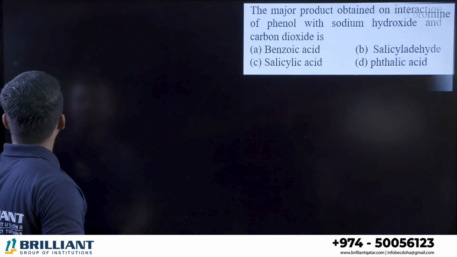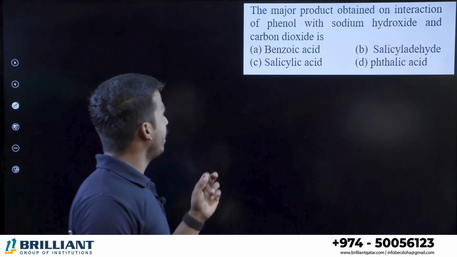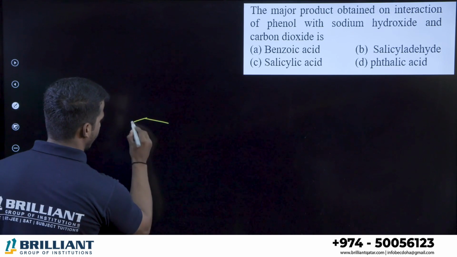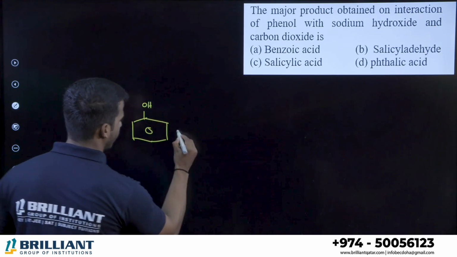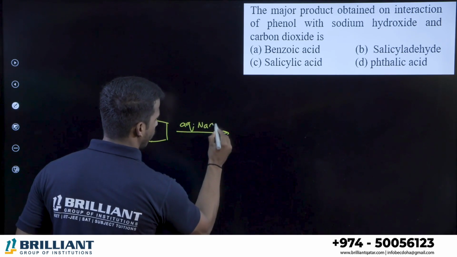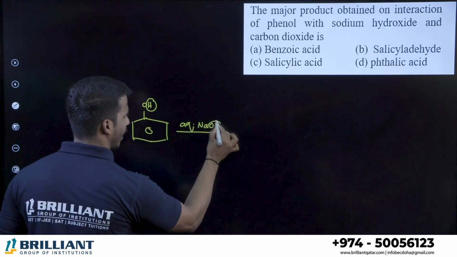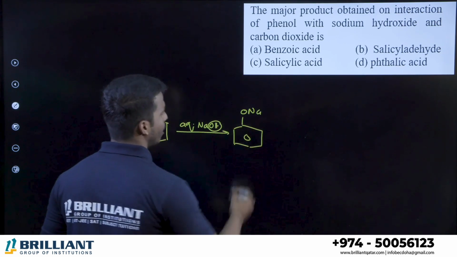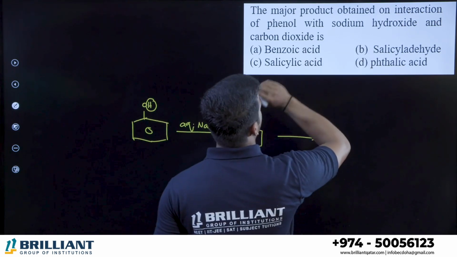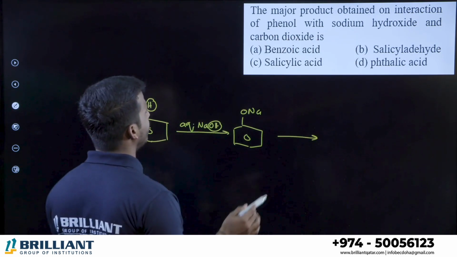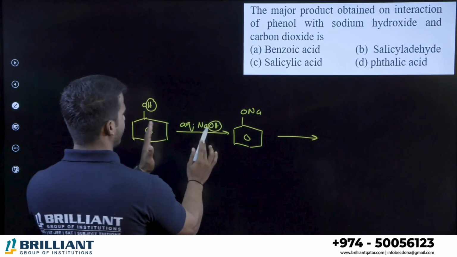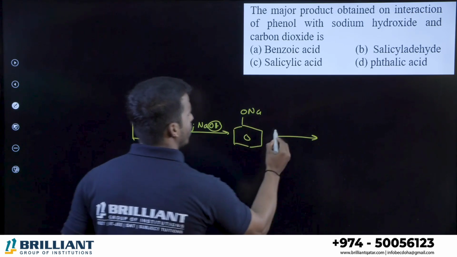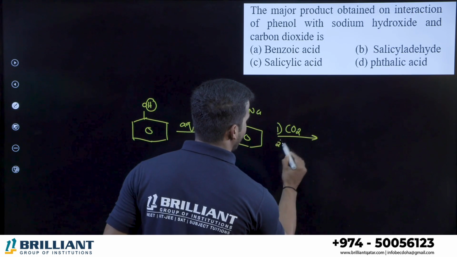Okay, next one. What is the major product obtained on interaction of phenol with sodium hydroxide and carbon dioxide? You may study this reaction. Phenol is first treated with aqueous NaOH. What will happen? H from OH will be eliminated and you will get sodium phenoxide, ONa. Phenol when treated with sodium hydroxide gives sodium phenoxide. Then it is treated with carbon dioxide and then acid.